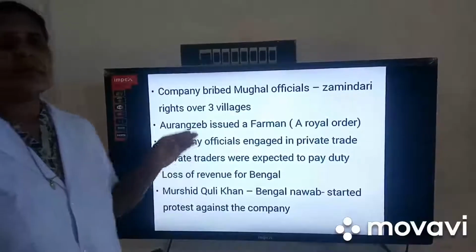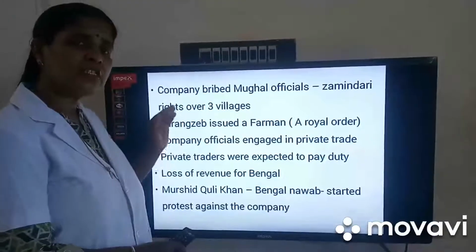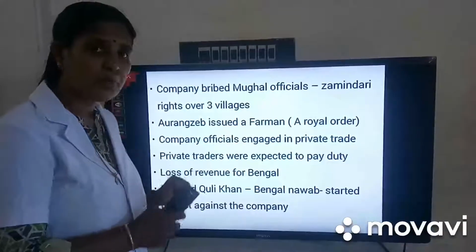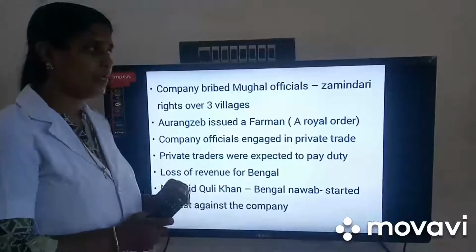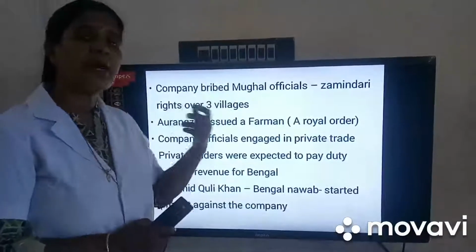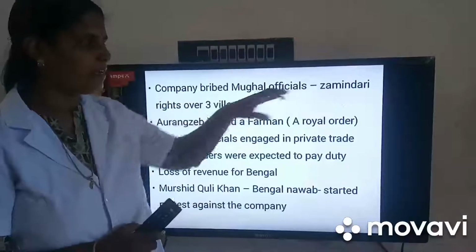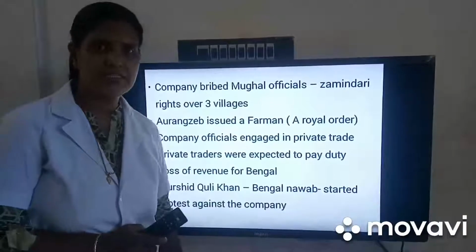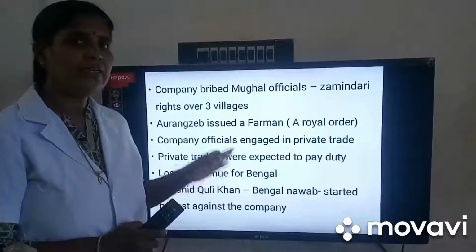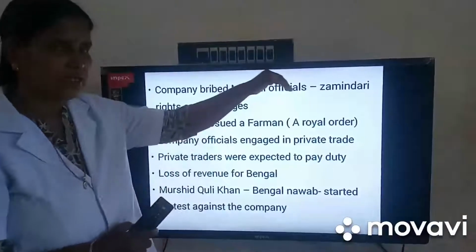The next year, for getting more and more power in India, what did they do? They influenced the Mughal officials. When the East India Company reached India, India was being ruled by the Mughal emperors. They bribed the Mughal officials by giving more and more money, and asked to get the zamindari rights over 3 villages, and one of the villages was Calicut, the present day Kolkata, the capital of West Bengal. Okay, they got the zamindari rights.